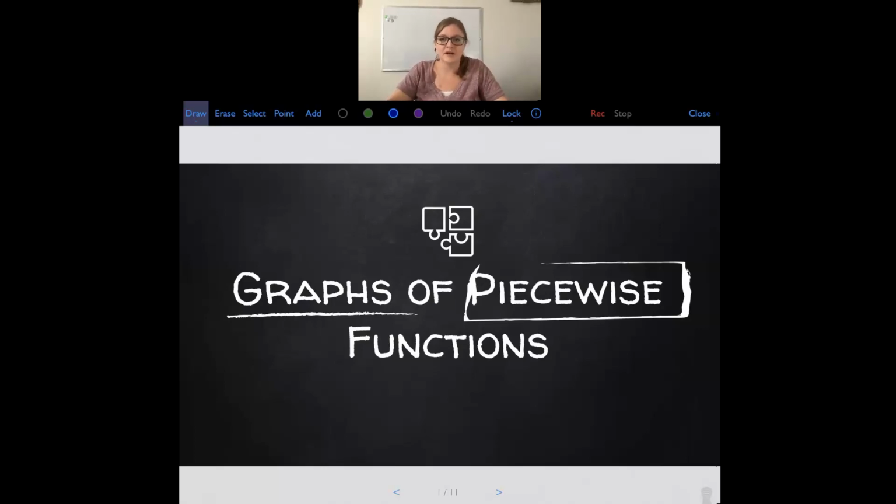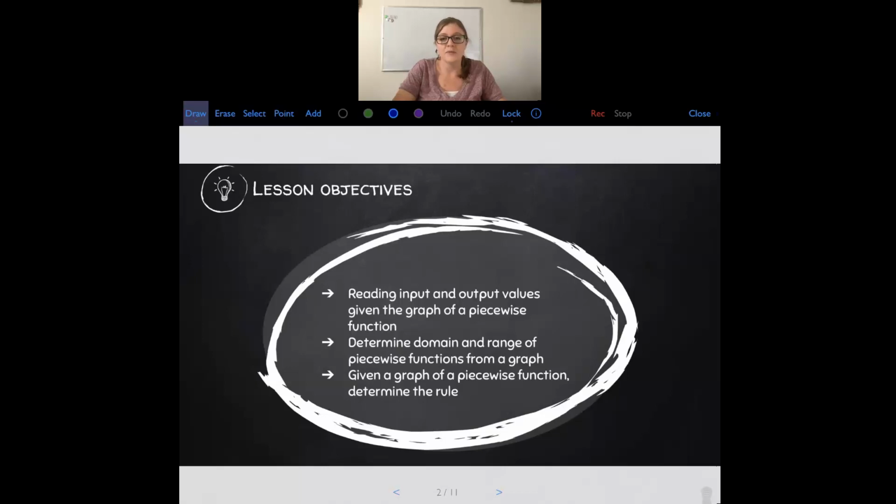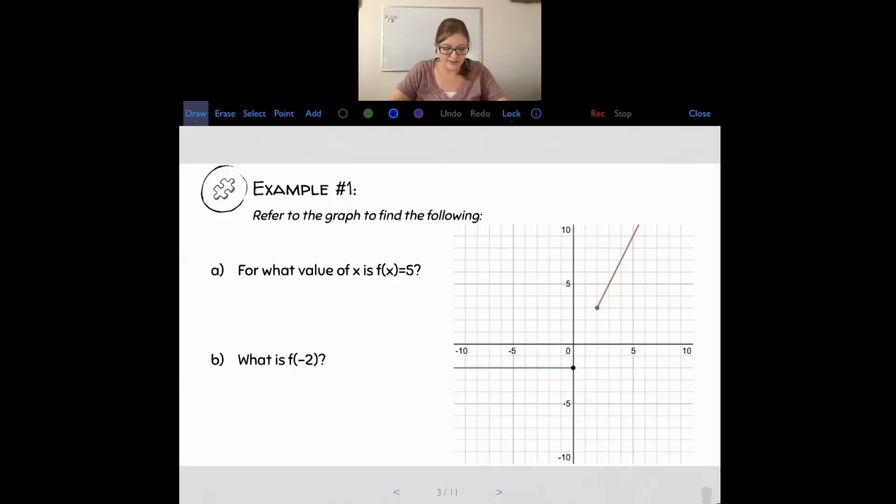In this lesson, we are going to go over graphs of piecewise functions. Specifically, we'll be reading input and output values given the graph of a piecewise function. We'll determine the domain and range of piecewise functions from a graph. And given a graph of a piecewise function, we'll determine the rule. So we'll be filling in the inputs and outputs, formulas, and the domain given the graph. Okay, so let's get started.